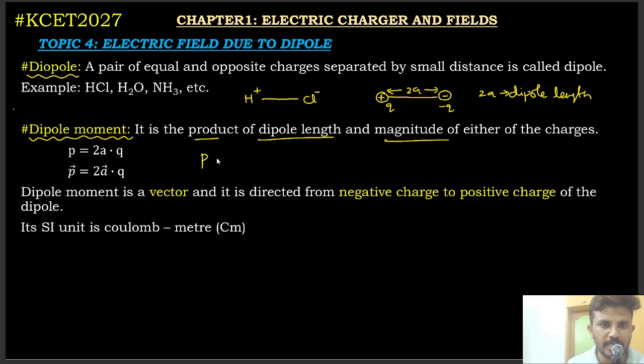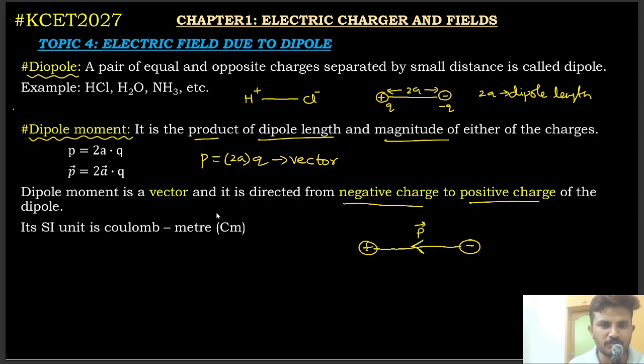P is called electric dipole moment, 2a is the length, into charge will give you electric dipole moment, and it is a vector quantity. So if it is a vector, there should be a direction, right? What is the direction? The direction of electric dipole moment is from negative charge to positive charge of the dipole. For example, if I consider this is the dipole, this is positive charge, this is negative charge, dipole moment is represented from negative to positive direction.